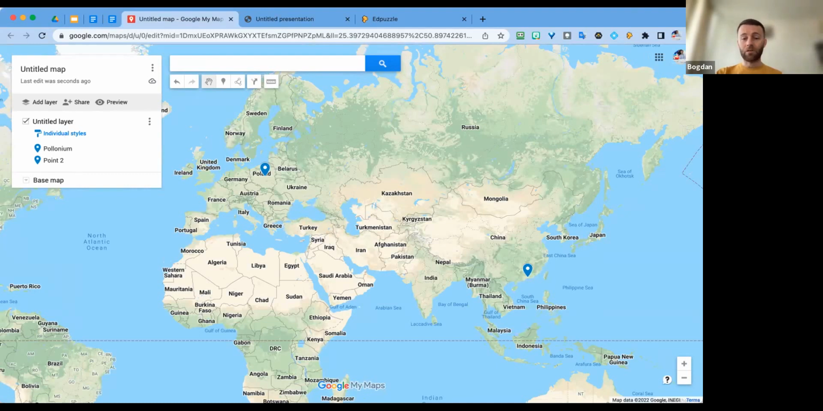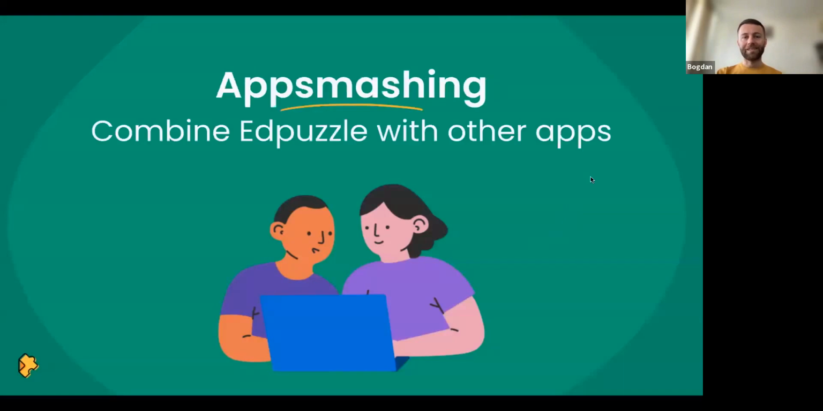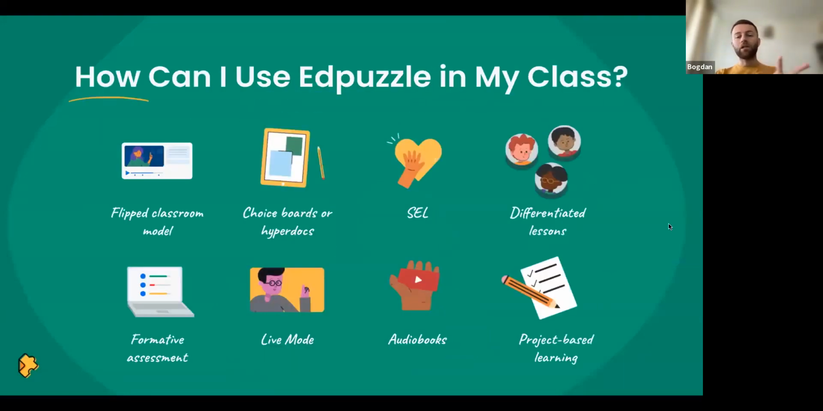In your case, depending on what you're teaching, you could showcase some of their books or some of their research projects or some of the other projects that they might have been working on. So lots of options here, both in terms of differentiation and in terms of app smashing. And we already covered quite a few of these examples. You have lots of options for using Edpuzzle in the class as well.